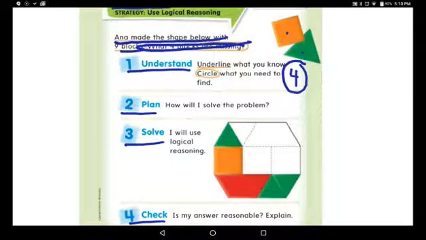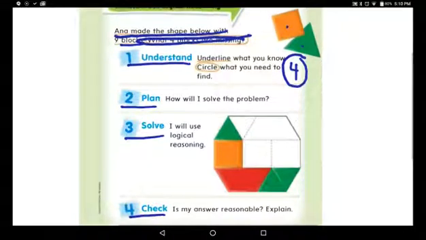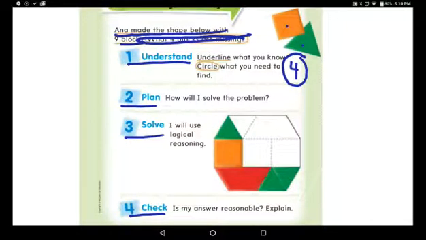Okay, now let's go to the second step. The second step is to plan it. How will I solve the problem? How can I plan it? Now I will look carefully at the shape and think. Now, the third step is to solve. I will use logical reasoning. Look at this shape, guys.